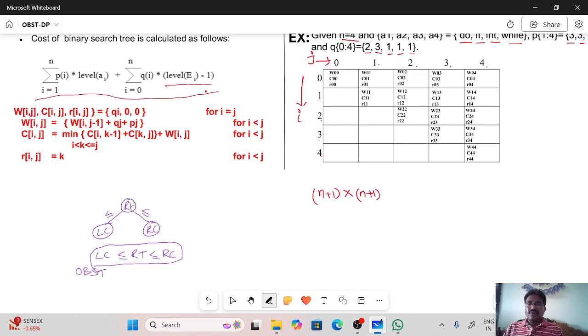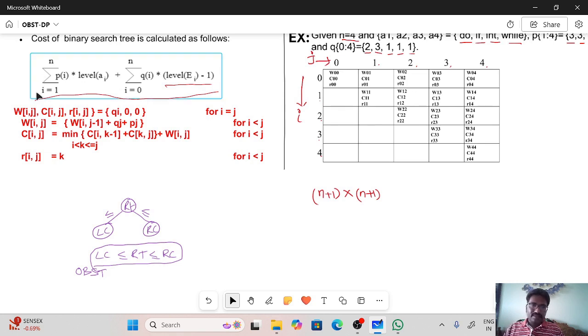And also for finding the root, we are going to maintain the smallest k value for which we are getting that equation or that cost, with the help of R, which we use to construct the binary search tree. I am going to take the help of a third variable: R 0 0, R 1 1, R 2 2, R 3 3, R 4 4.